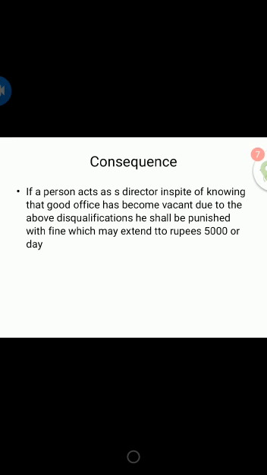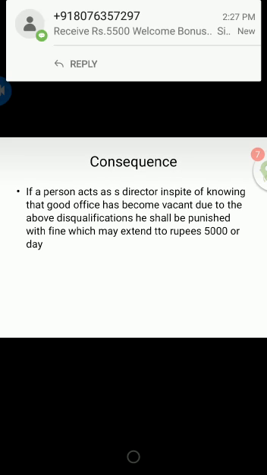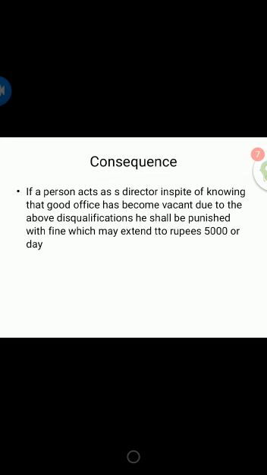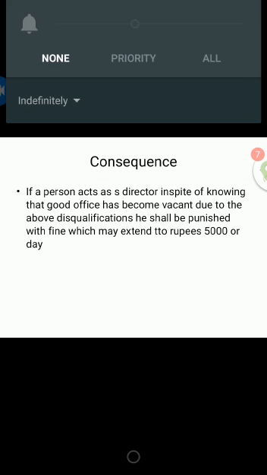The next is consequence. You have to vacate your office, and if you do not vacate the office, what happens? If a person acts as a director in spite of knowing that his office has become vacant due to the above disqualifications I have explained so far, he shall be punishable with a fine which may extend up to rupees 5,000 per day on which he functions as a director. As each day passes, you have to pay rupees 5,000 per day if you continue in the office of director.